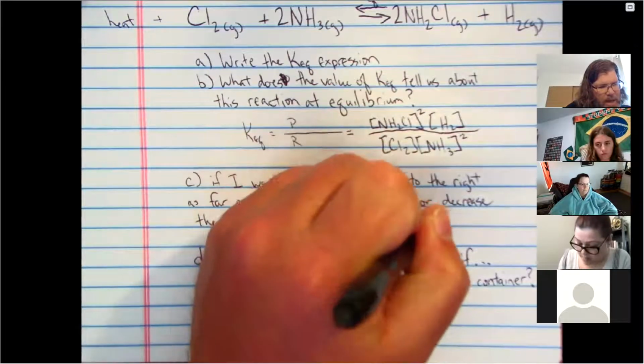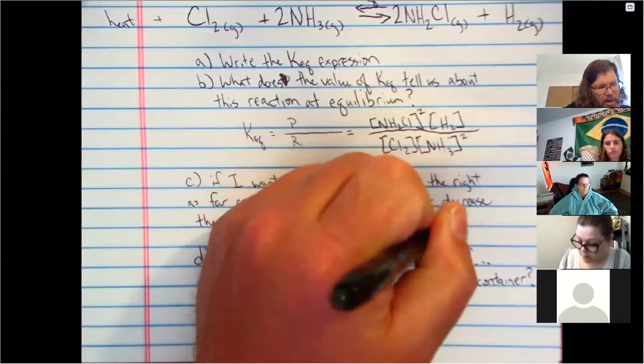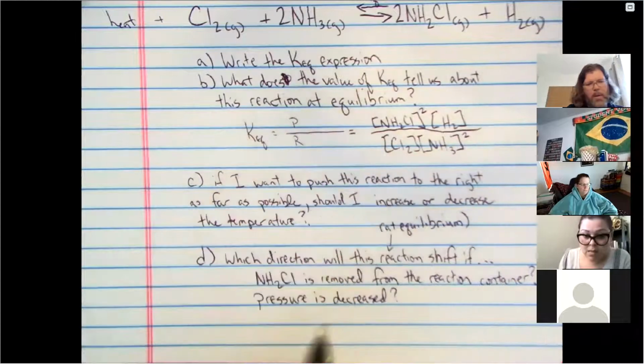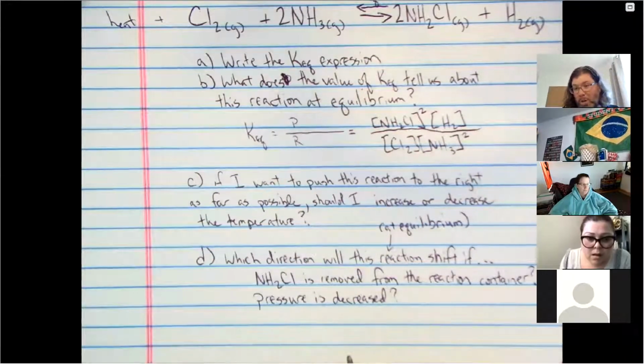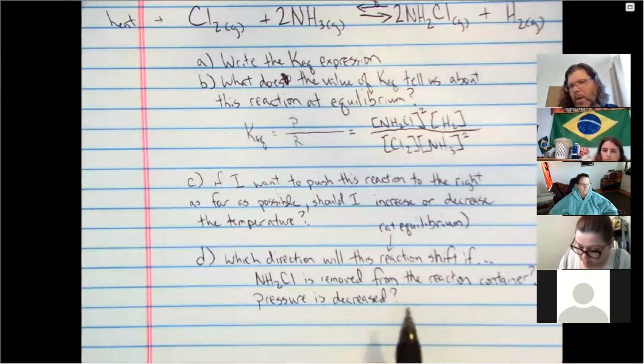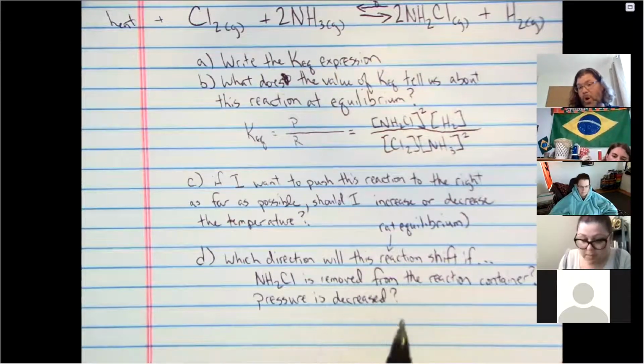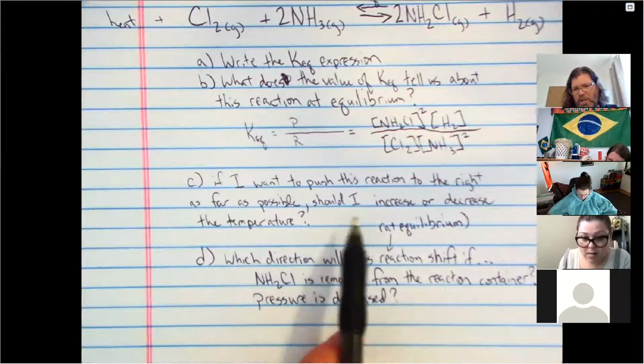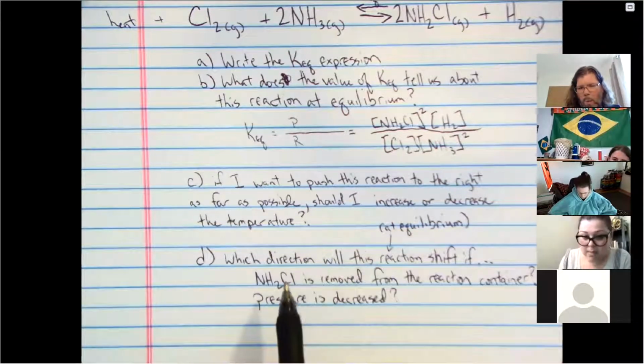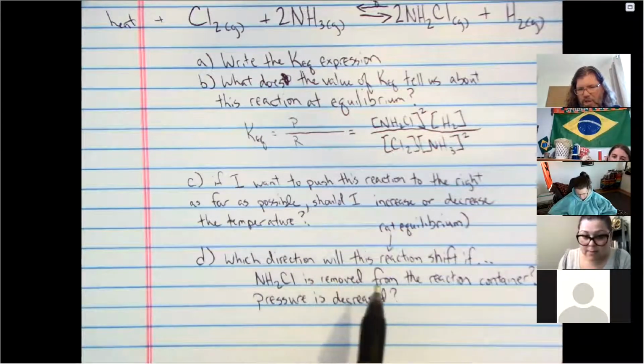I did a bit of a sloppy job writing this question, and I don't mean my handwriting. So if we're talking about which direction the reaction is going to shift, our assumption has to be that the reaction's already at equilibrium when we mess it up. All right. So if the reaction's at equilibrium, which direction will the reaction shift if we remove some of the NH2Cl from the reaction container?